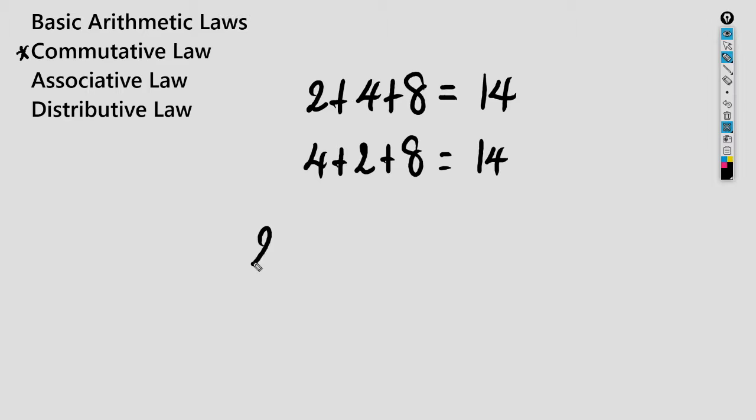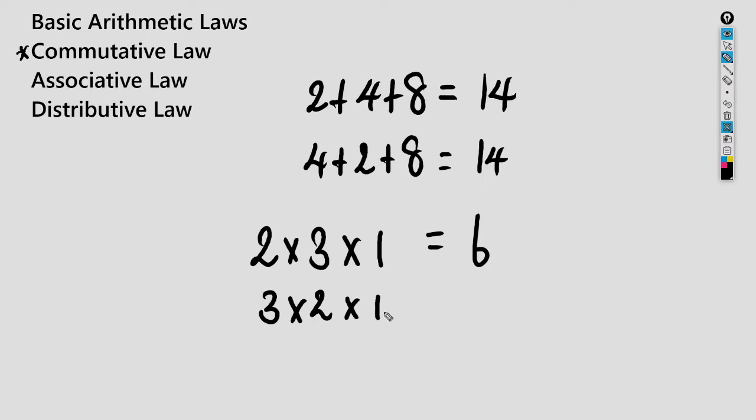And let's do like 2 times 3 times 1, right? It should be 6, okay? 2 times 3 would give me 6, and then 6 times 1 would give me 6. And let's say I switch the 3 and the 2. Let's say I have 3 times 2 times 1. It should also be equal to 6, right?